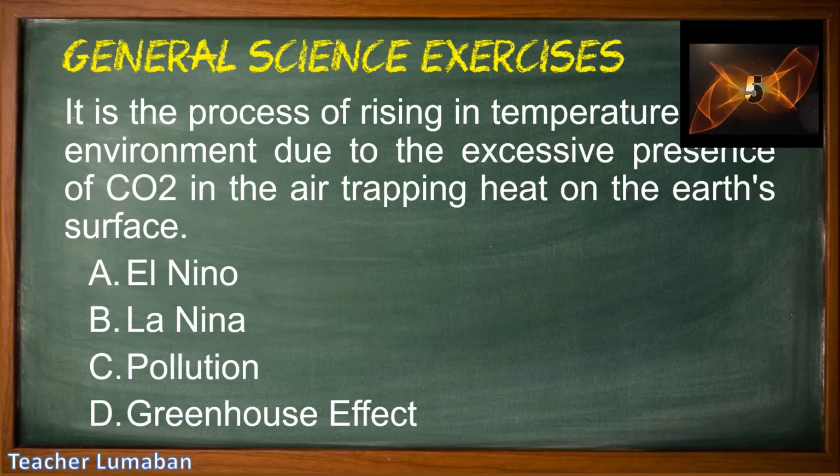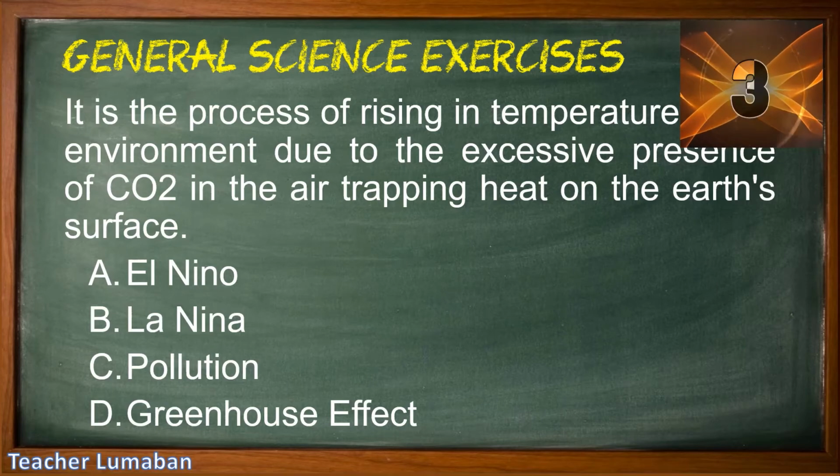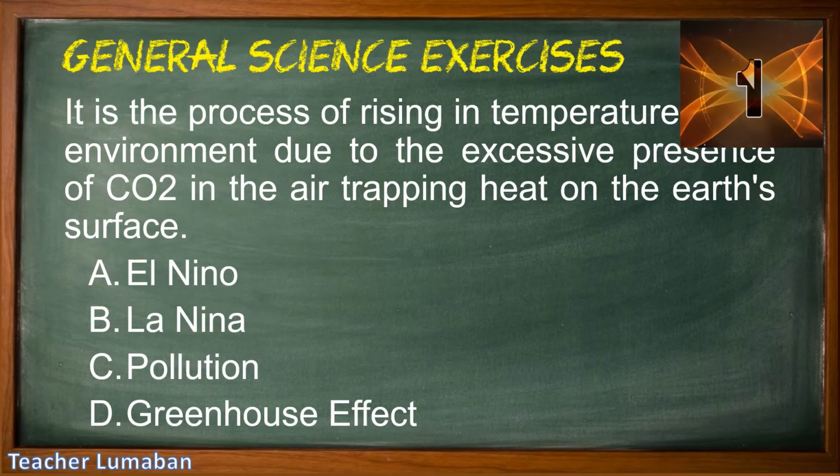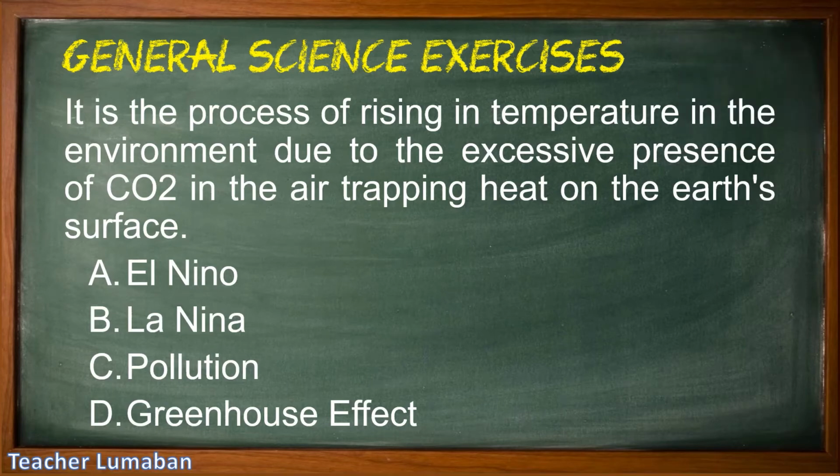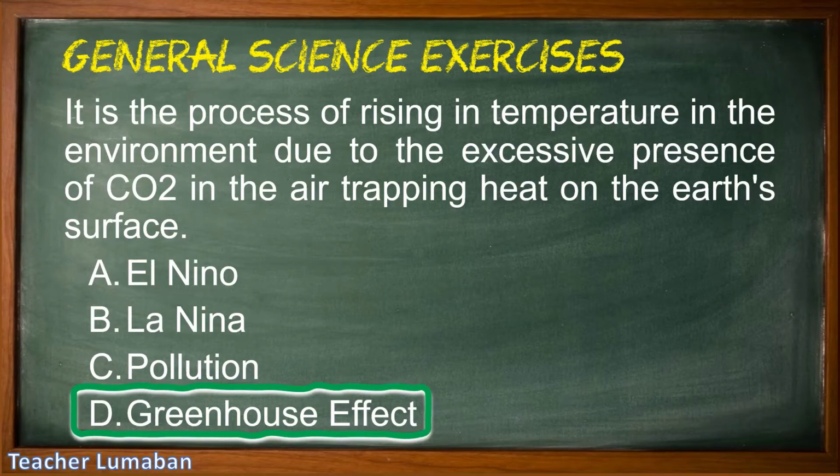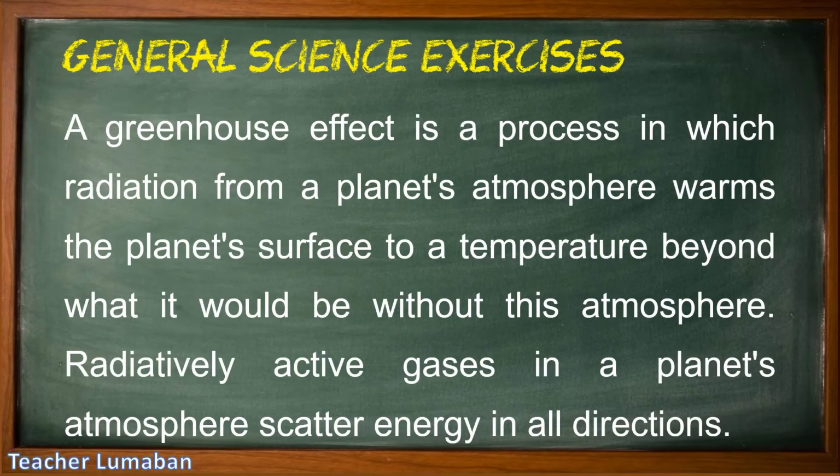5, 4, 3, 2, 1. The correct answer is letter D, greenhouse effect. A greenhouse effect is a process in which radiation from a planet's atmosphere warms the planet's surface to a temperature beyond what it would be without this atmosphere. Radiatively active gases in a planet's atmosphere scatter energy in all directions.